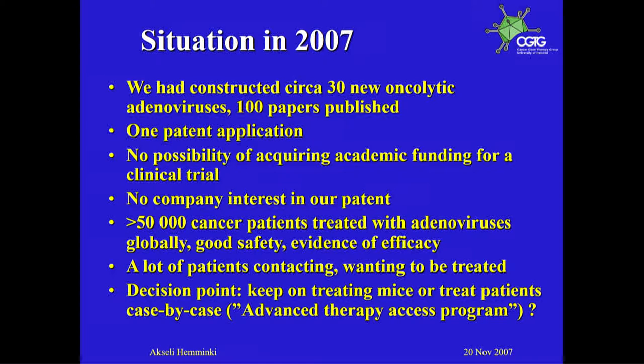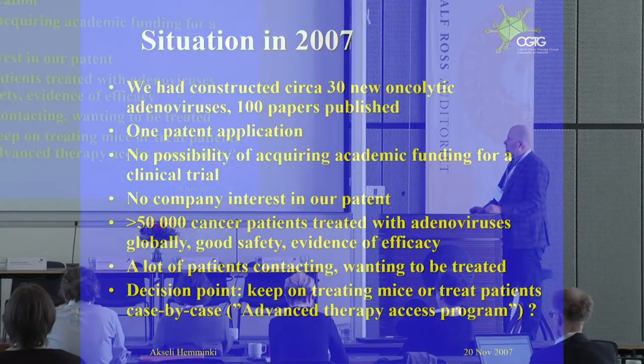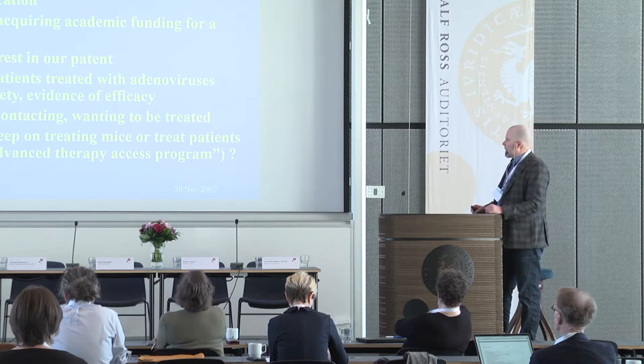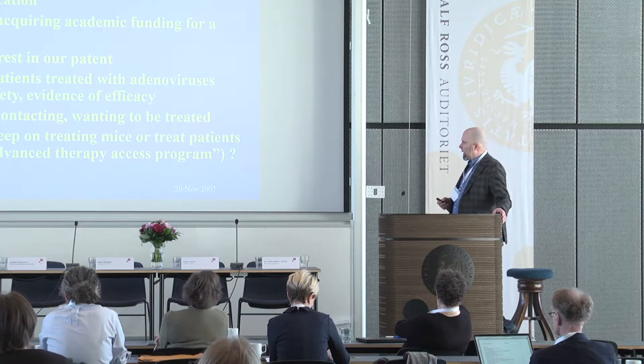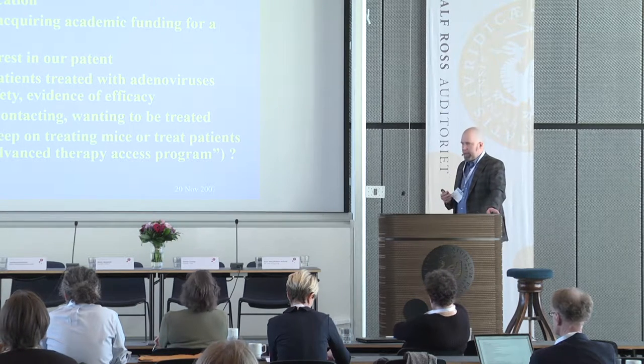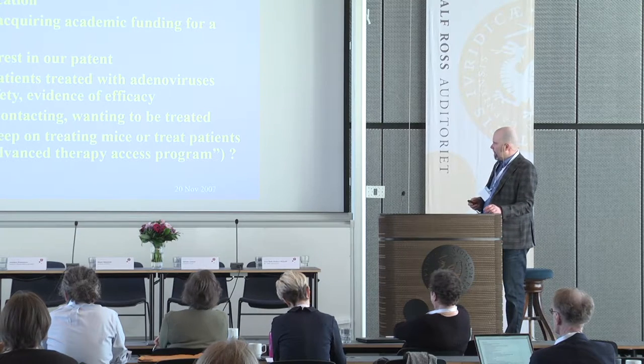And so at the same time, there was quite a lot of evidence already from patients that adenoviral gene therapy of cancer, including oncolytic adenoviruses, can be quite effective. There were more than 50,000 patients reported in the literature. And because there were a couple of newspaper articles and a few TV programs, there were a lot of patients contacting us wanting to be treated. So we then had to decide if we wanted to keep on treating mice or if we would take the big step and start treating patients.